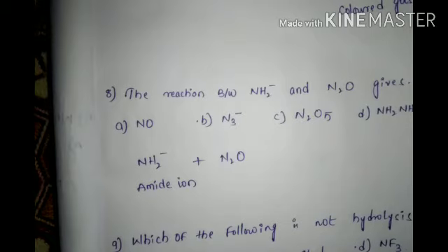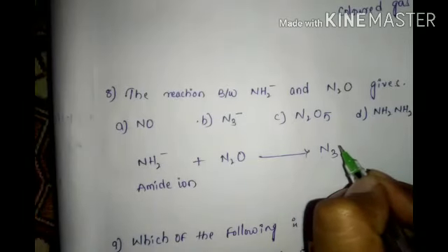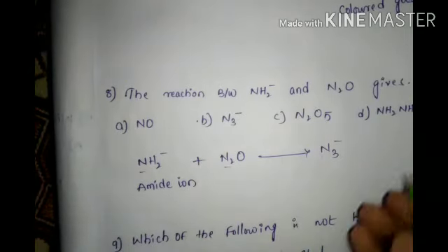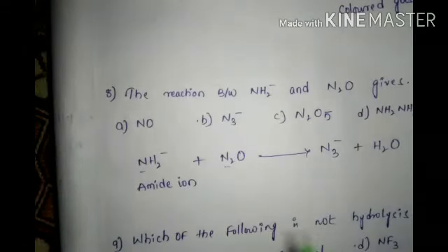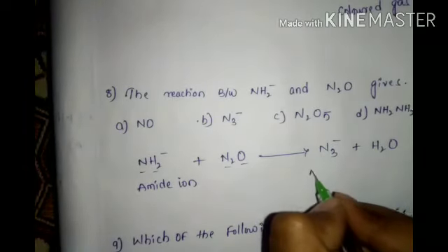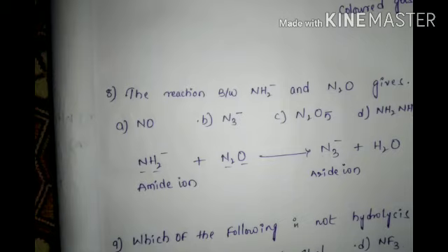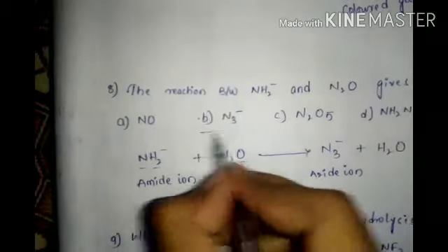Now both react and give N3 minus. This 2 and this 1 mingle together, and the remaining is as usual H2O. This is what I already said: 3 means azide, 2 means azo, 1 means nitro. Okay? What is the option? Option B is correct.